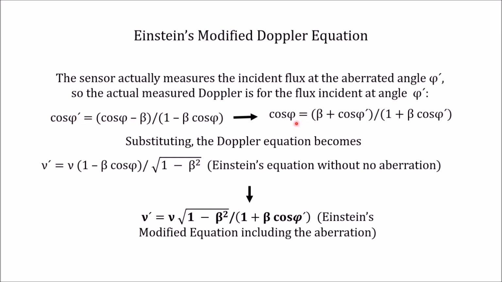We have cosine phi as a function of cosine phi prime. Substituting in the Doppler equation, which is this equation of Einstein's that does not contain the aberration, this is what the Doppler equation looks like with the proper substitution of cosine phi prime. Phi prime, again, is what we actually measure.